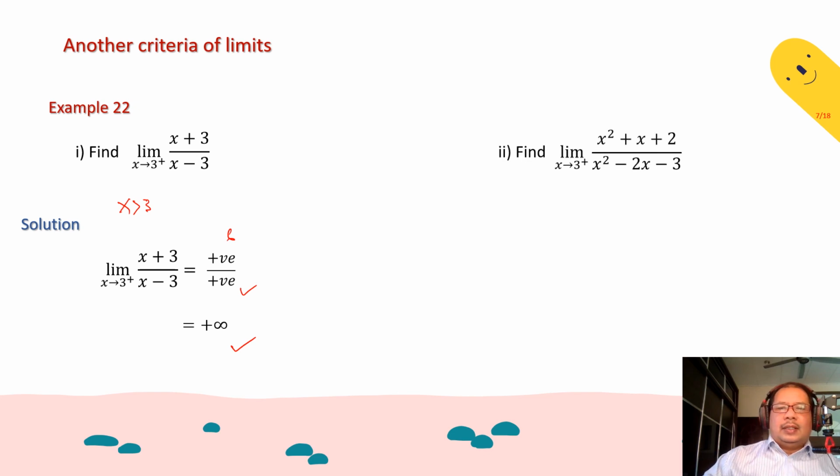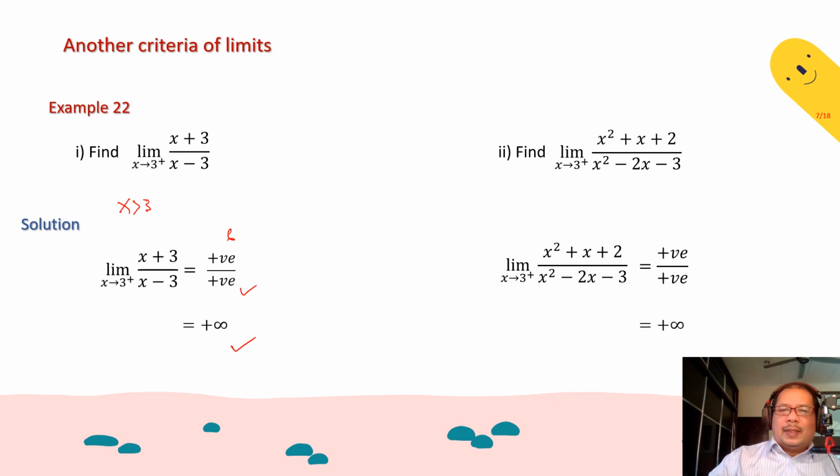Okay, now look at number 2. Limit as x approaches 3 from the right of (x squared plus x plus 2) over (x squared minus 2x minus 3). The value for x is greater than 3. Okay, if you check, you substitute the value, you get positive, positive, and then this is also positive. The denominator is also positive. Before you get zero, so the answer is positive infinity.